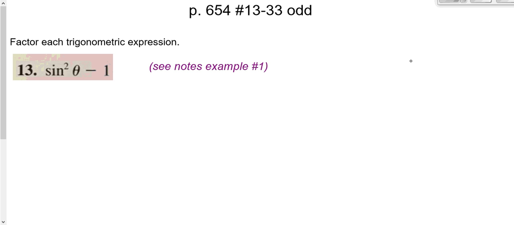Okay, here's some homework help for you. So we're factoring this expression. This problem is like notes example number 1, and we're going to use the difference of squares factoring formula: a squared minus b squared equals a plus b times a minus b.